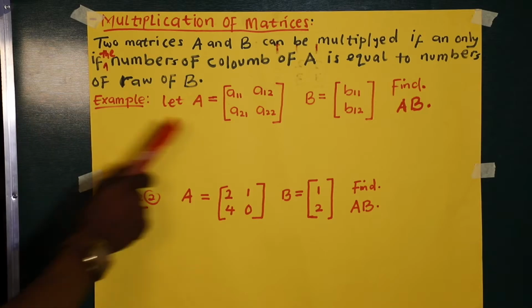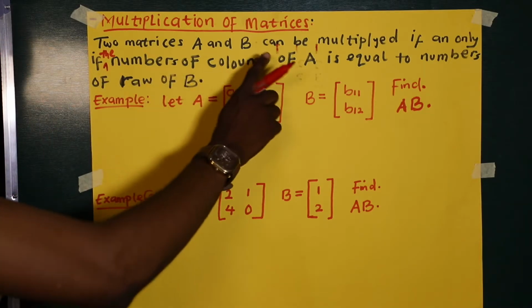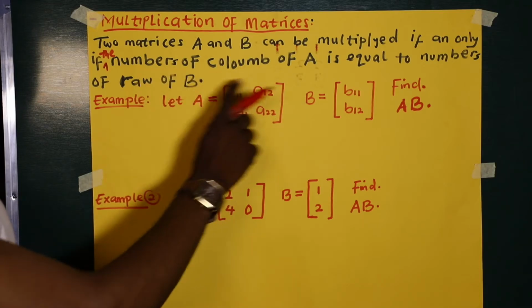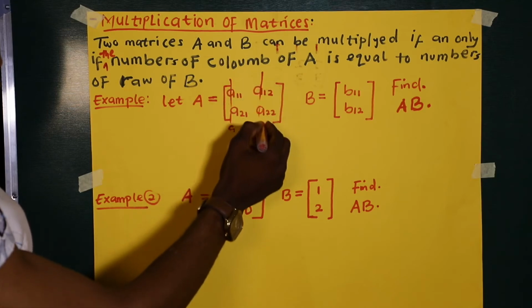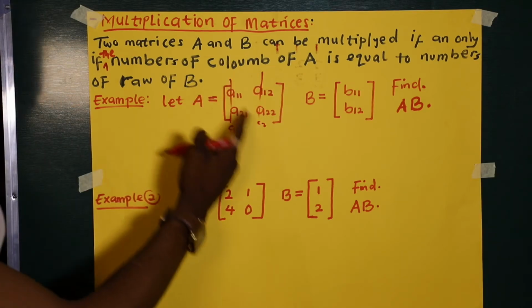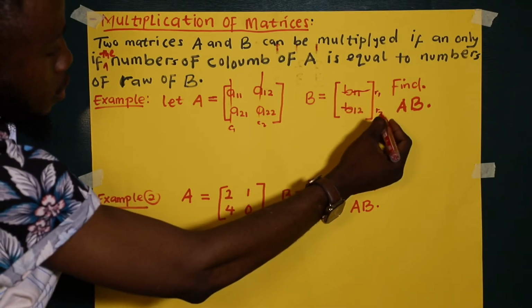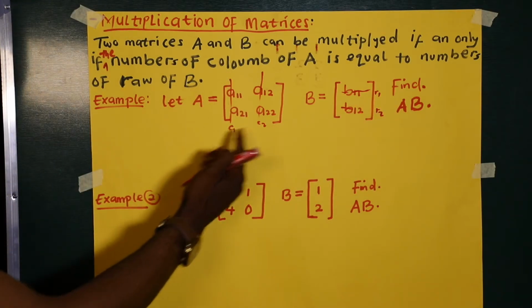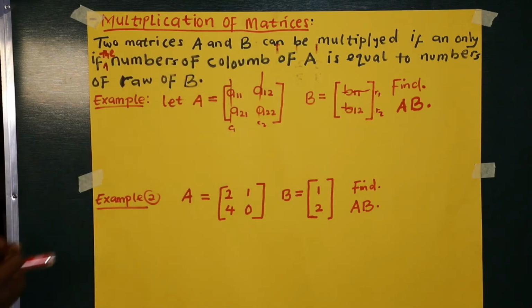Let this be a matrix A. The columns, C1, C2, are equal to the number of rows of B. We have two columns here and two rows in matrix B. So then we can multiply matrix A and B. Let's find AB. Solution.